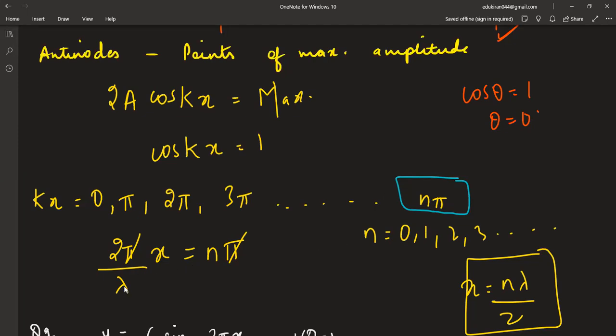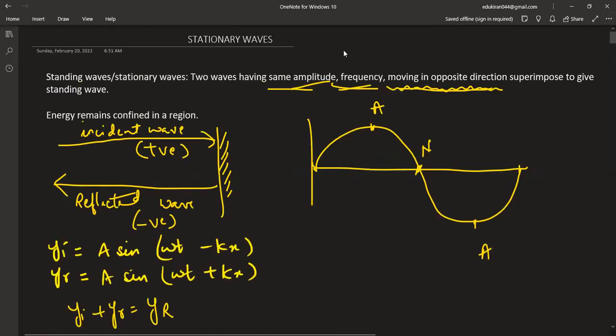So 2 pi x, here again we are equating, this is k into x is equal to n pi, this is also kx. You just get x is equal to n lambda by 2. So you have to understand if the question is asking antinodes or nodes. Start writing quickly.